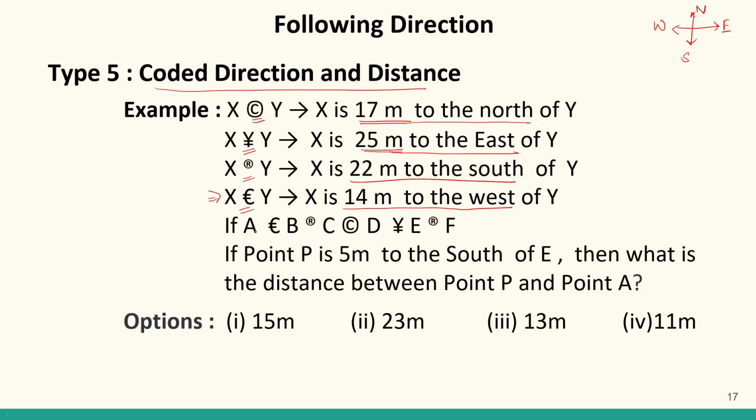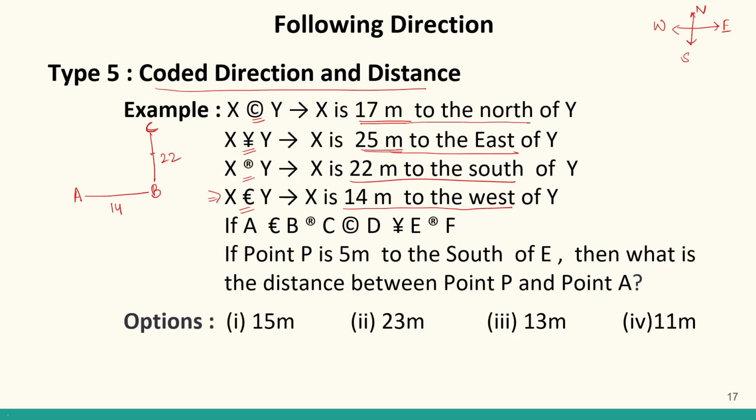So A is to the 14 meter west of B. Let me draw over here. A is to the 14 meter west of B. Similarly, B is to the 22 meter south of C. So B is how much? 22 meter to the south of C. Now C is how much? I'm taking a reference here. C is 17 meter to the north of D.